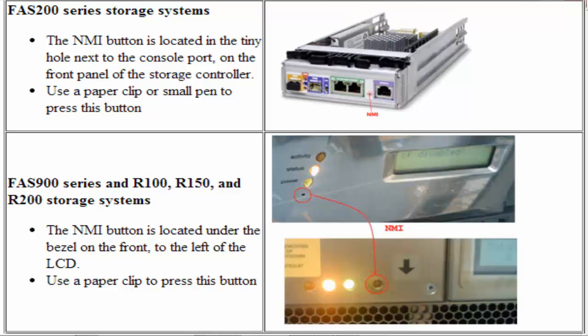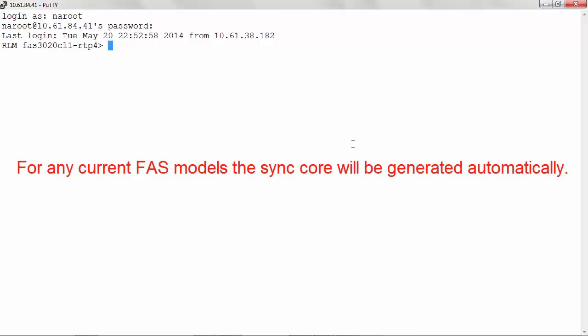Next step is to generate the sync core. For any current FAS models, the sync core will be generated automatically. For older models like the 9XX or 8XX series, the filer will go to the OK prompt when the NMI button is pressed. It is important to type sync to dump the memory contents to disk and generate the sync core file. If the system is rebooted before this step, the core information will be lost.